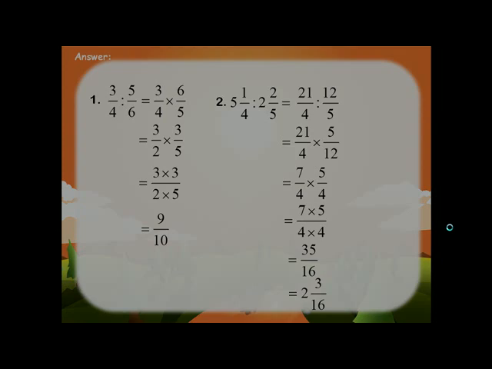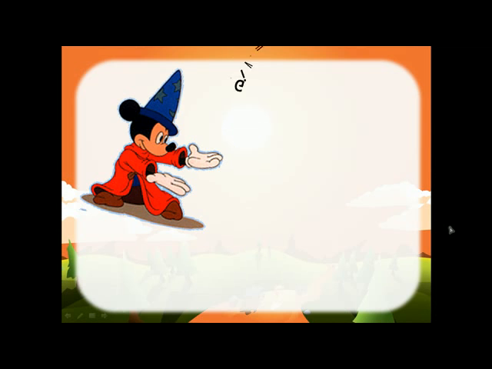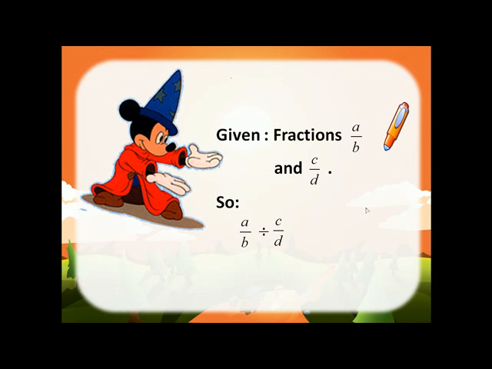Okay, so if we have fractions a/b and c/d, the division a/b divided by c/d is solved by reversing the divider, so the operation becomes multiplication.